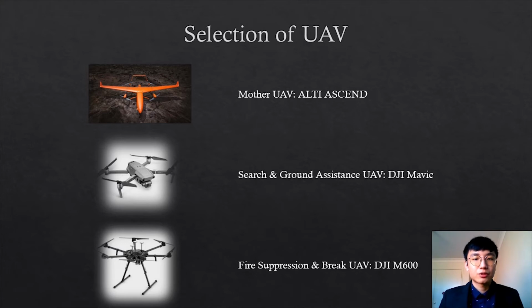DJI Mavic was chosen to carry out missions related to search and ground assistance due to the supreme flight performance among light-duty quadcopters. It can keep operating for 30 minutes with 1 kilogram payload. DJI M600, as the most stable industry hexacopter, was selected as the fire suppression and firebreak UAV since it has shown great performance on previous missions related to firefighting. However, the flight duration of this drone is only 15 minutes with 4 kilograms payload. Hence, power optimization is essential.